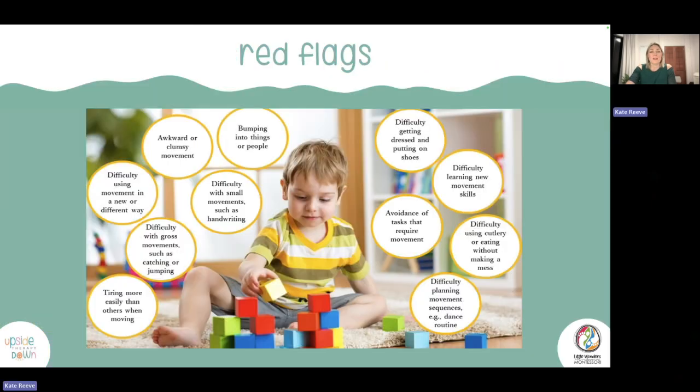So looking at some of these red flags, we might see that child having difficulty using movement in new or different ways. They might have gross motor delays like catching or jumping. They might tire more easily than others. They might have quite awkward or clumsy movements, bumping into things, difficulty with things like handwriting, getting dressed. They avoid tasks that require a lot of movement, using cutlery, and even difficulty planning movement sequences, like when you're learning a new dance routine, for example.